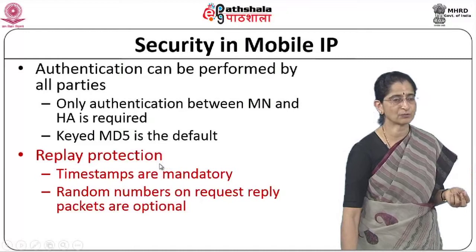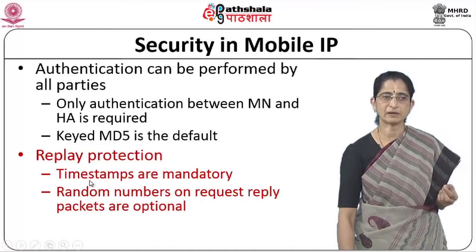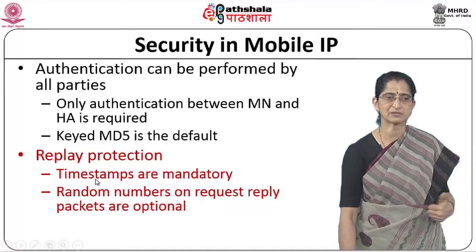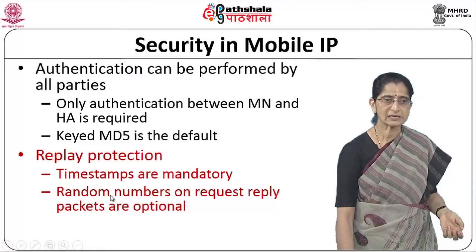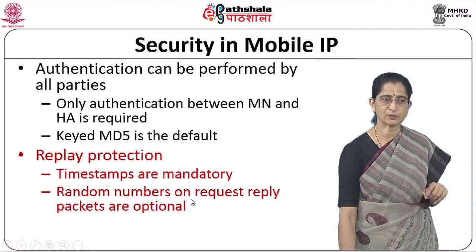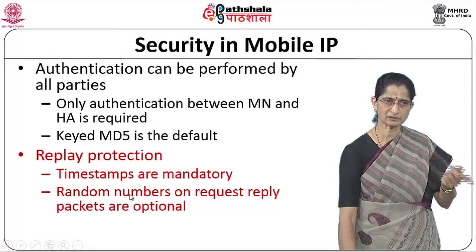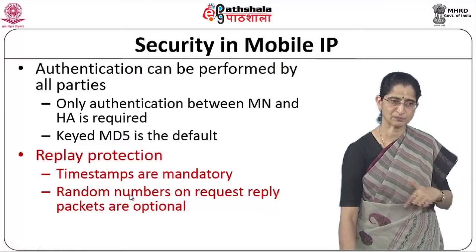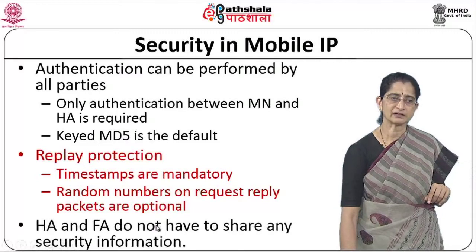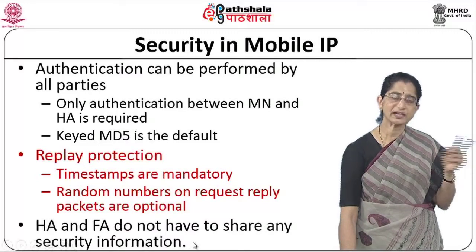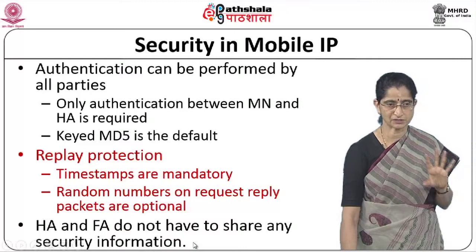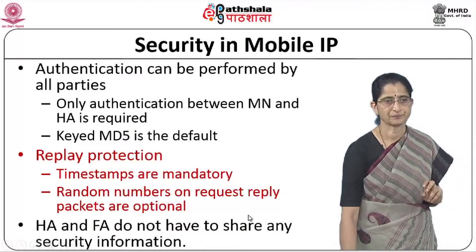Remember, replay attacks are possible. So, that is prevented by using timestamps. You will normally have a timestamp that is sent with all the packets, and random numbers on request and reply packets are optional. So, that can be used as some kind of a check, a challenge response kind of thing. And the HA and the FA do not share any security information. So, this is basically what is done.